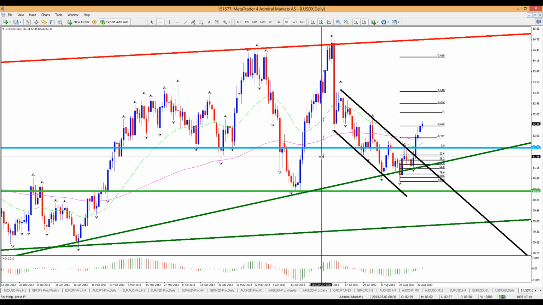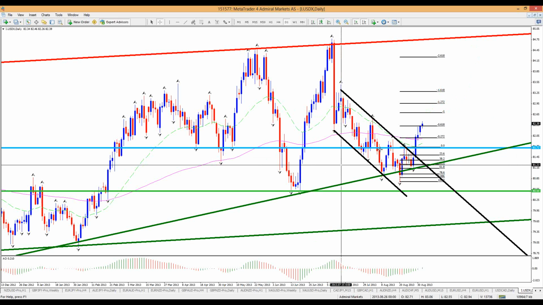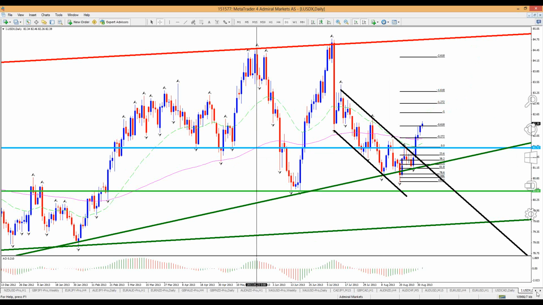But you can see that the dollar index, in a way, is confirming that the dollar is being bought. And we can see that against the yen yesterday. So let's take a look at the Swissy now.